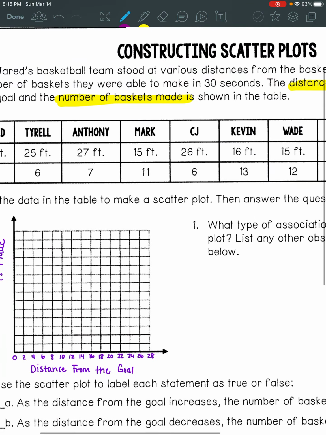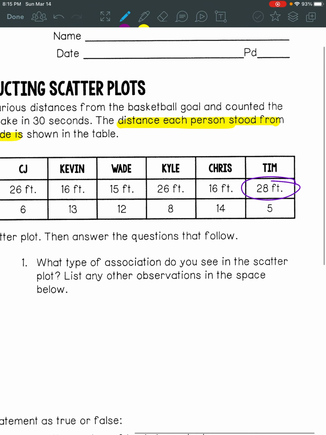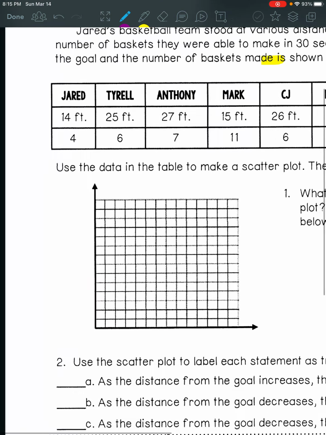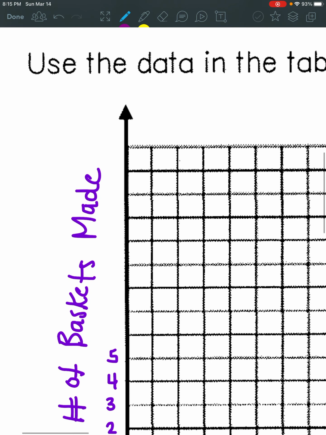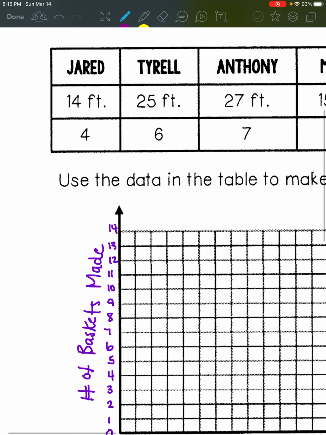That's the furthest distance. Now, for the number of baskets made, the most that we have on here is 14. So we know we have to go up to 14, and it's going to be the same size. There were 14 lines. So now I am labeling the y-axis, but I'm going by 1s. And if you ever change the intervals on a graph, you have to make sure you label them like we are doing. And then there we can fit 14 baskets on there.